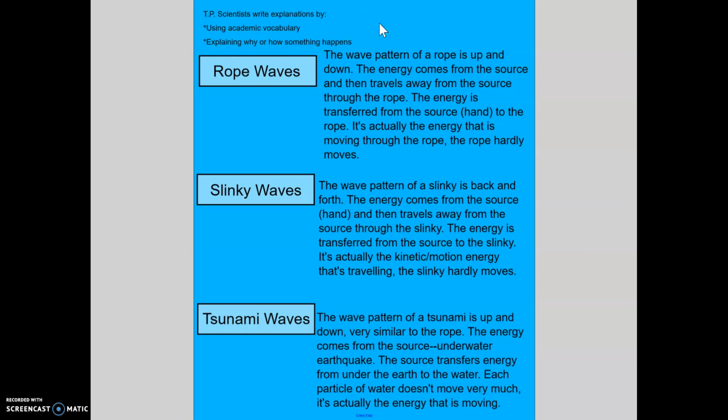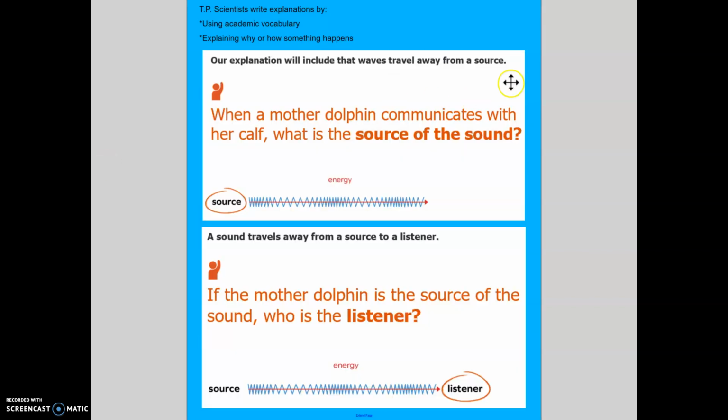So you've seen 3 examples. This should be no problem for you. You're going to write this scientific explanation about sound waves. Now you'll have to include the word listener and communicate. So I just want to remind you what that means real quick.